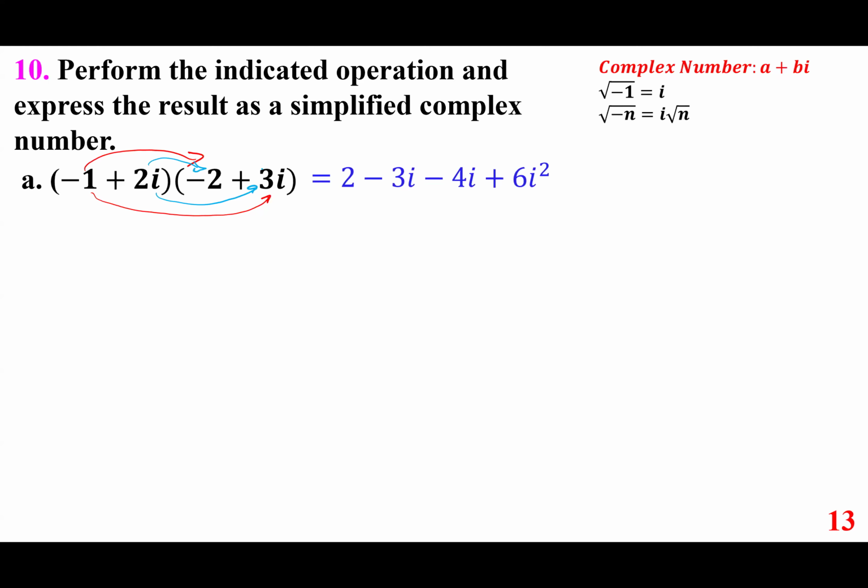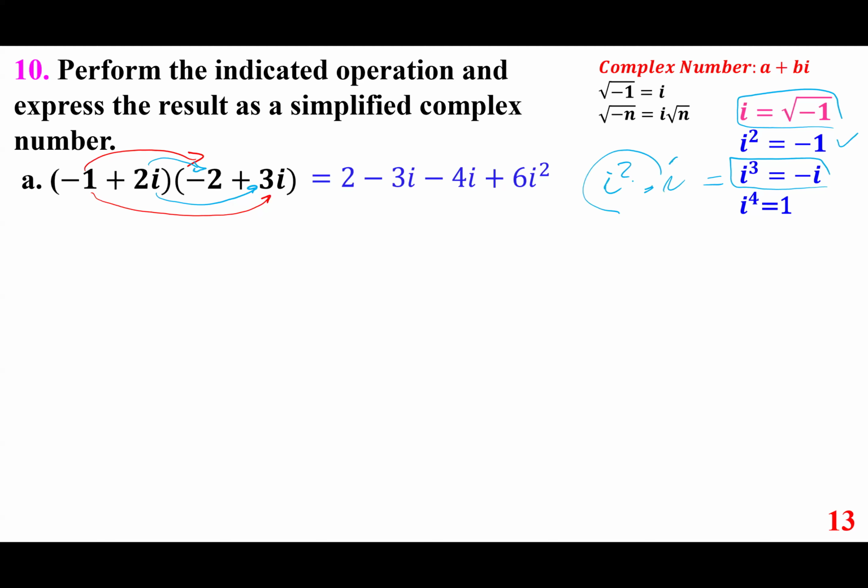Reminding everybody, i, by definition, is square root of negative 1. If you square it, it becomes negative 1. Cube it, negative i. i to the power of 4 is 1. So I want to elaborate on that. This is clear, I think. So is this one. I want to make sure this is understood. i cubed is i squared times i, and what is i squared? Negative 1. So you get negative i. What is i to the power of 4? It's i squared squared, which means negative 1 squared, which is 1.